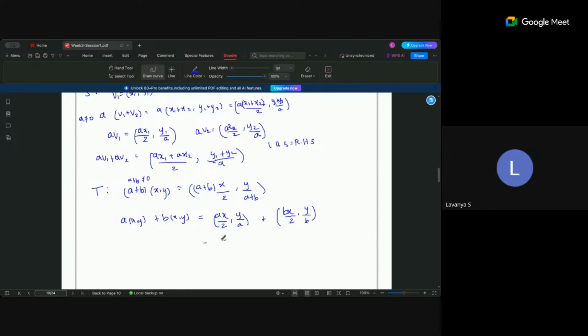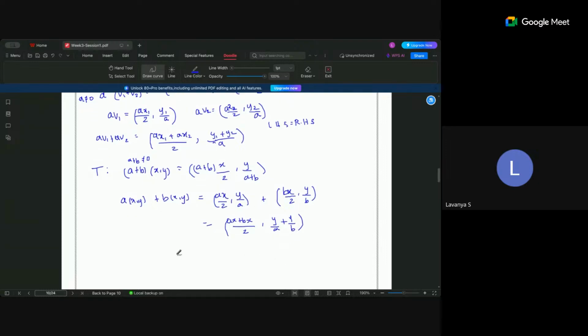So here it is ((A x plus B x)/2, y/A plus y/B). Not equal. So you see that y/(A plus B) is not equal to y/A plus y/B. The first part coincides, but the second coordinate does not coincide. So you see that LHS is not equal to RHS.